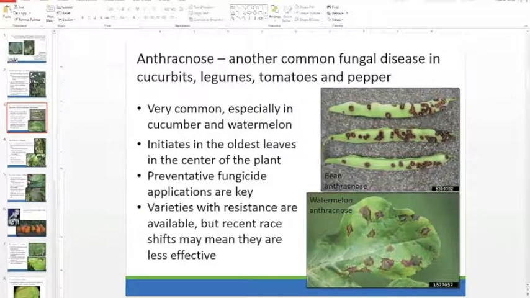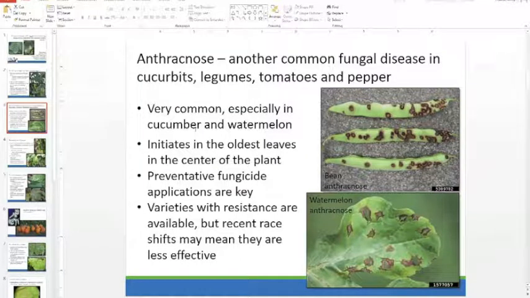In tomatoes and pepper, we see anthracnose flaring up as those fruit are beginning to age as they're ripening. In cucurbits and legumes, again, as the fruit ripen, the disease tends to become higher in severity, but we'll see anthracnose lesions a little bit earlier in the season on the vining crops.